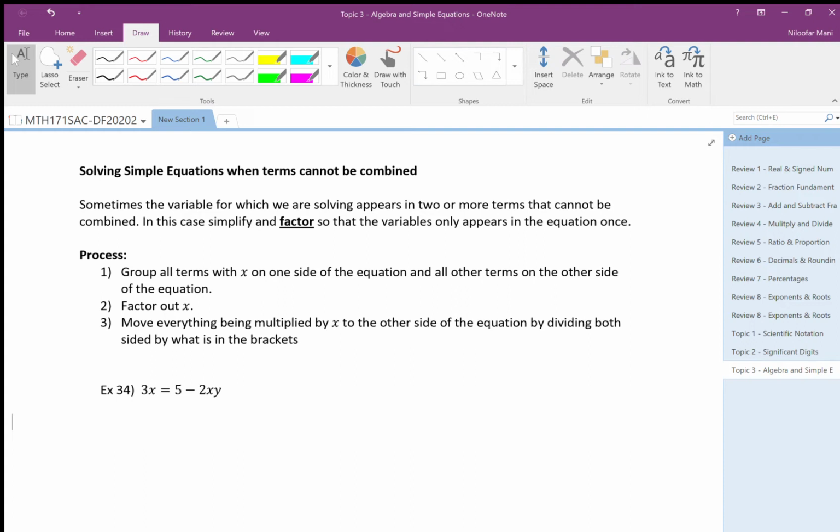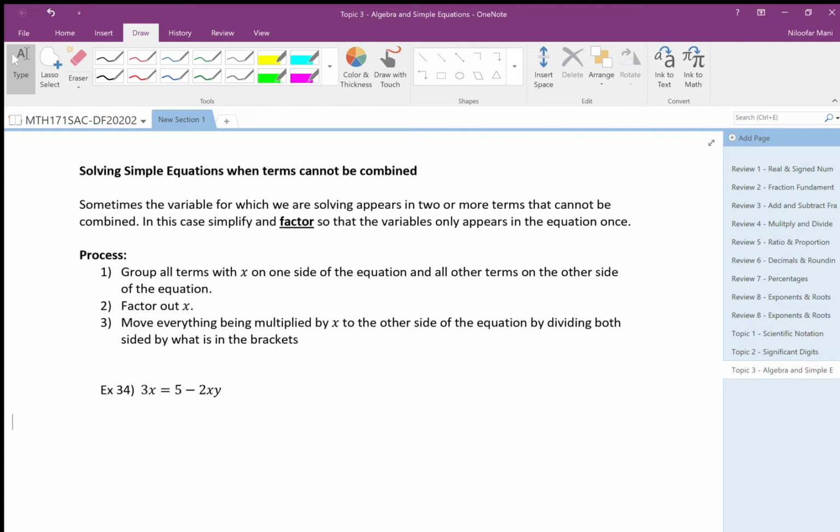So I recommend you do many practice. I posted many practice in this lesson. There are many practice posted in Blackboard, and there are many practice questions that you can find in Google. And the more work you do, the more confident you get in this topic. It's very important you know how to solve equations.